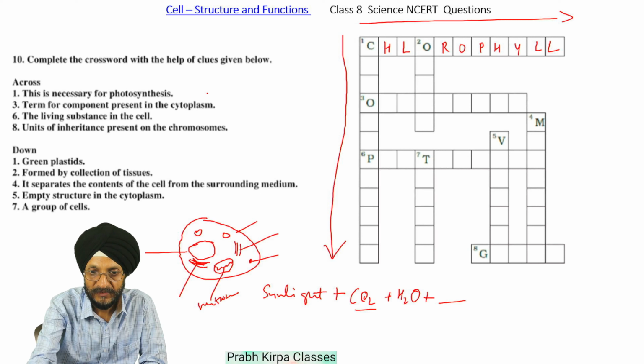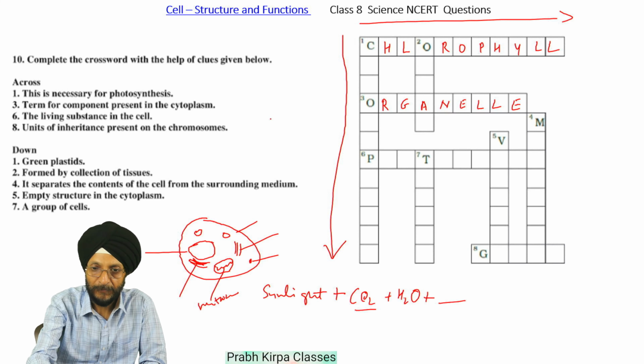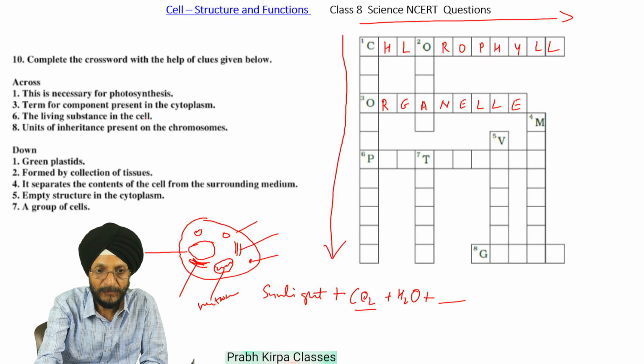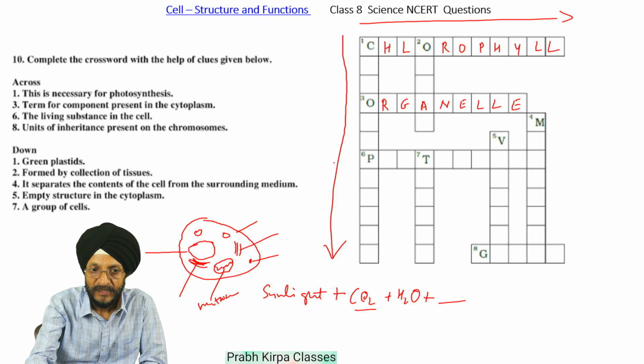So third down the line, across, ORGANELLE, organelle. Term means single item, organelle. The living substance in the cell. Sixth number. As already told, that the living substance in the cell is known as protoplasm.